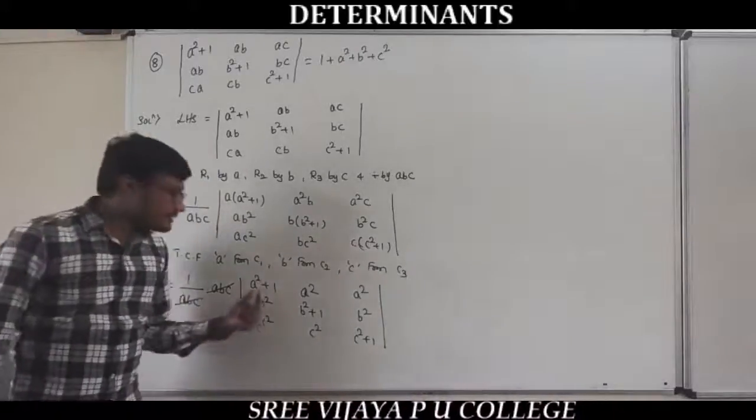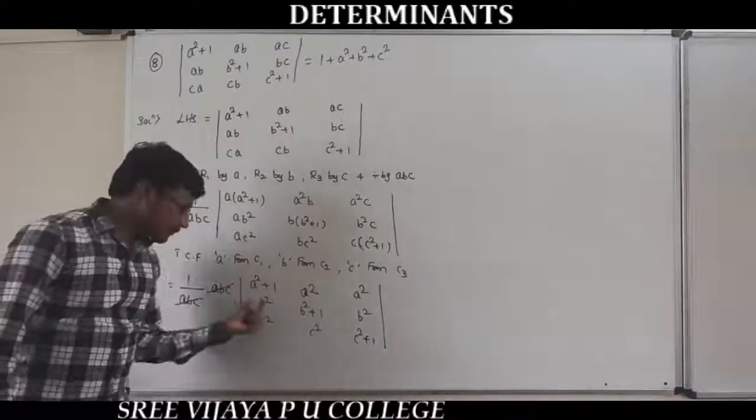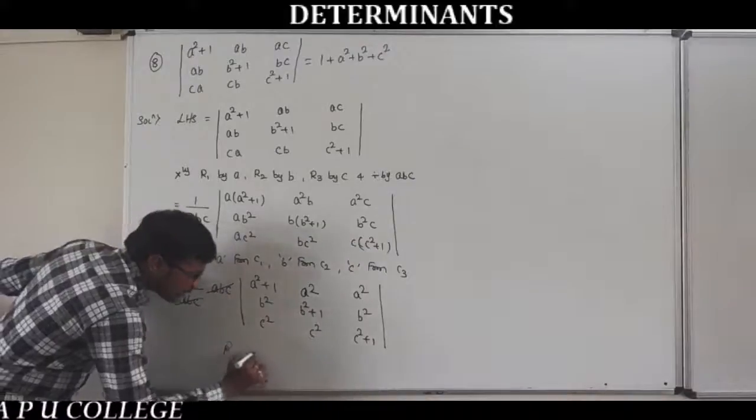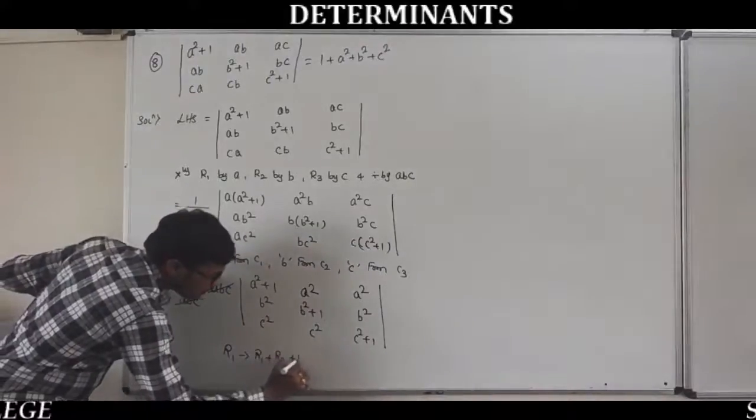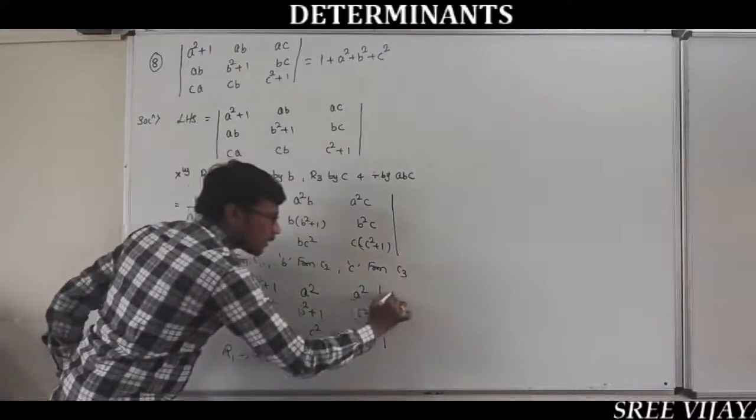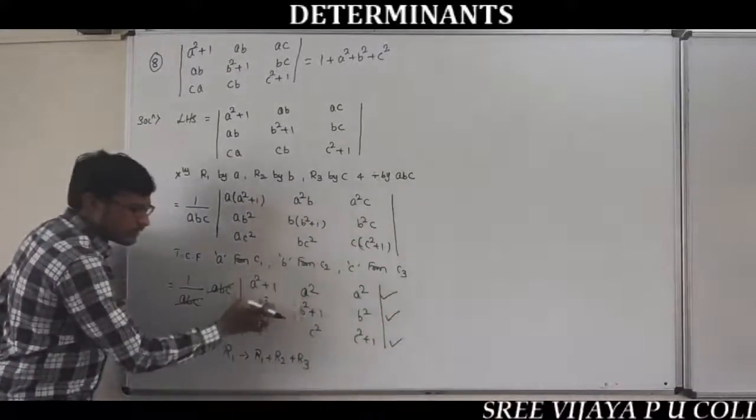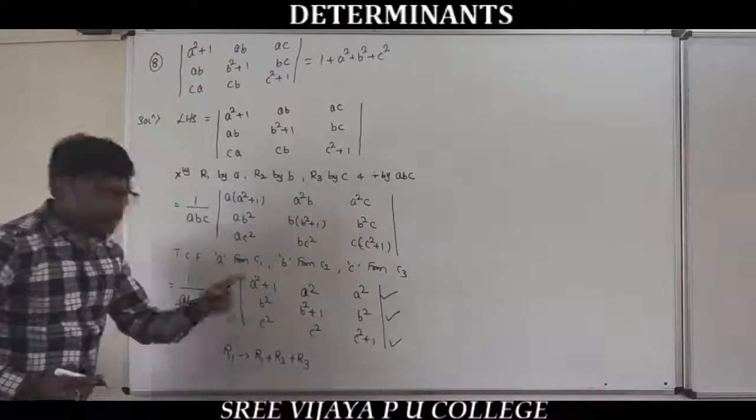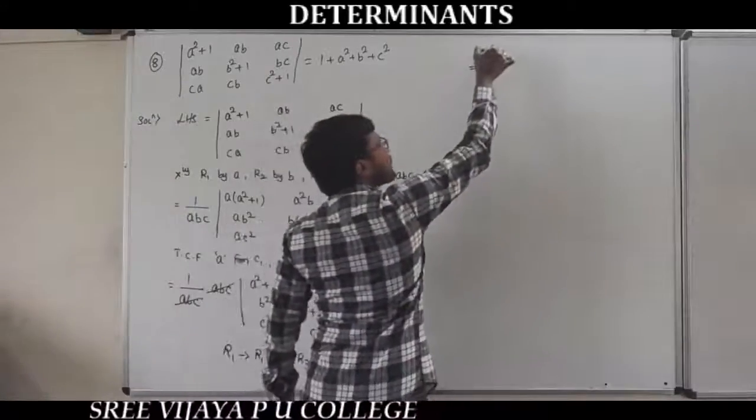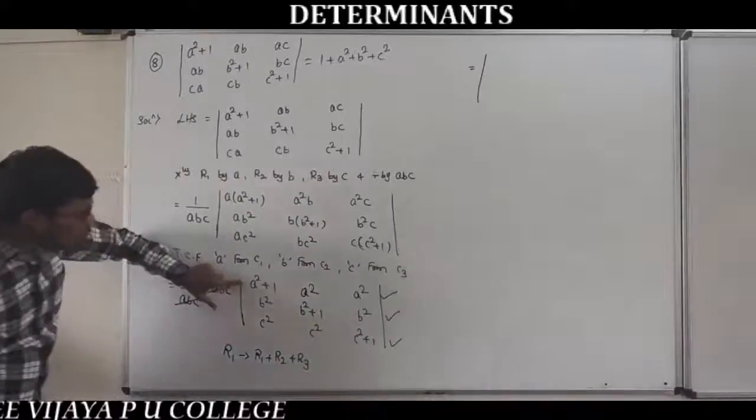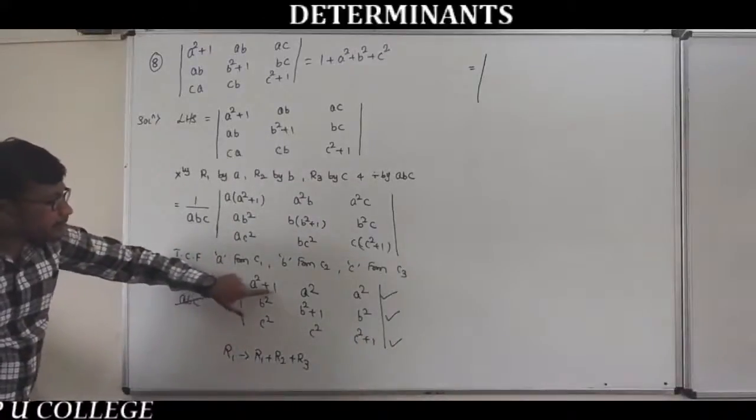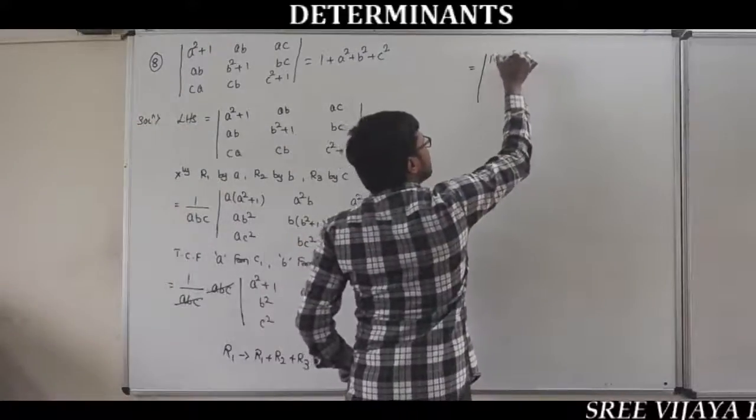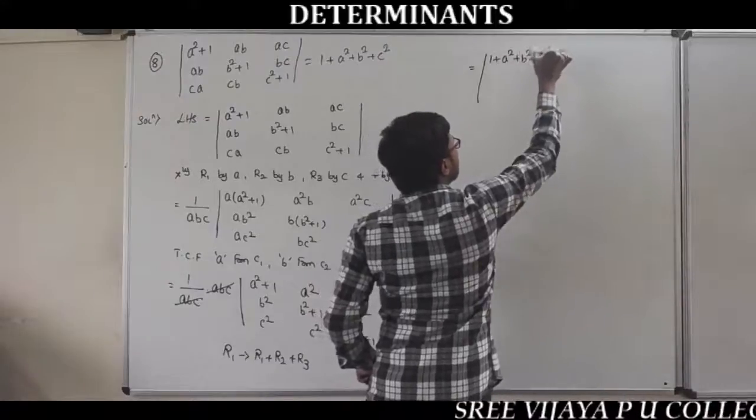Okay. Now in this step, see, in row 1, two elements are the same, two elements are the same, two elements are the same. So I can apply the elementary operation R1 changes to R1 plus R2 plus R3. So adding R1 plus R2 plus R3, this element plus this element plus this element. That is R1 changes to R1 plus R2 plus R3. Now R1 plus R2 plus R3: A square plus 1 plus B square plus C square, I can write that as 1 plus A square plus B square plus C square.